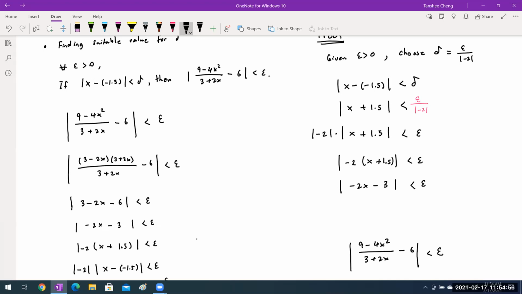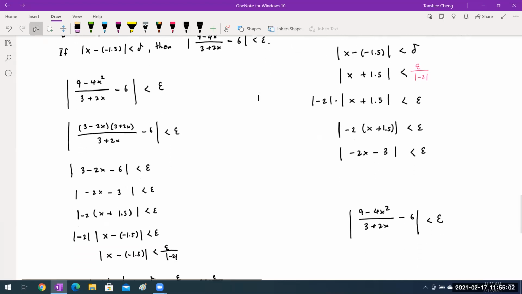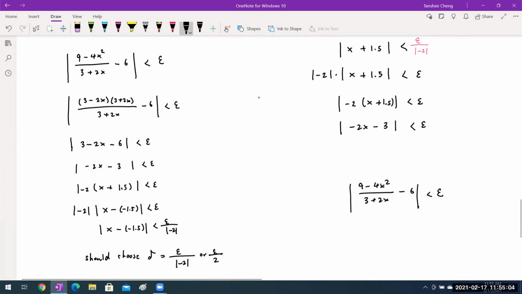So what we have right here is that we need to get to the fractions. The way that we're going to approach it is similar to what we did in the earlier process. First, I'm going to create the 6 first. That means I'm going to have the absolute value of 3 minus 2x minus 6 less than epsilon.